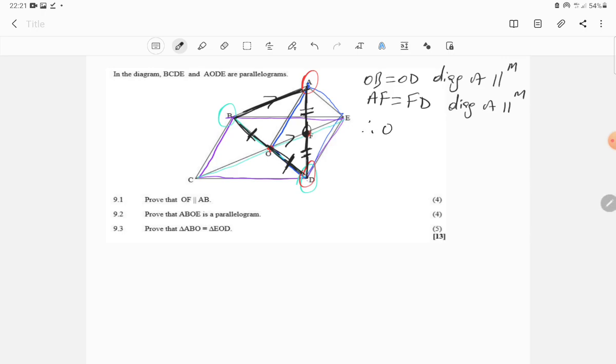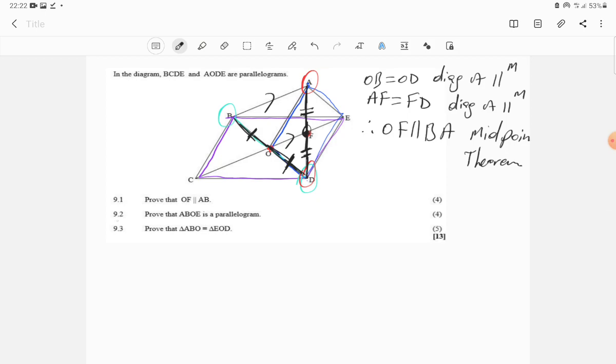Therefore OF is parallel to BA. What is the reason for that? This is the midpoint theorem. So we have proven that these two lines are parallel to each other. It's always the case that the line that bisects two sides of a triangle has to be parallel to the third side of the triangle. That's what the midpoint theorem tells us.